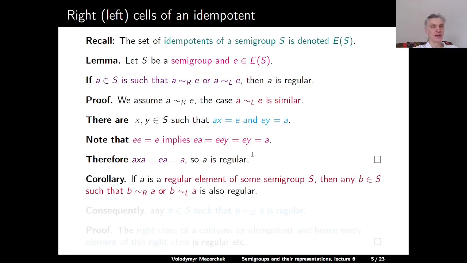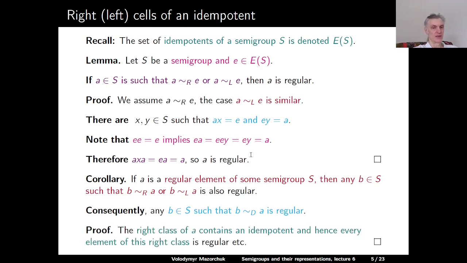As a corollary, if A is a regular element of some semigroup S, then any element B in S, which is either right or left equivalent to A, is also regular. Consequently, any B in S which is D equivalent to a regular element is also regular.